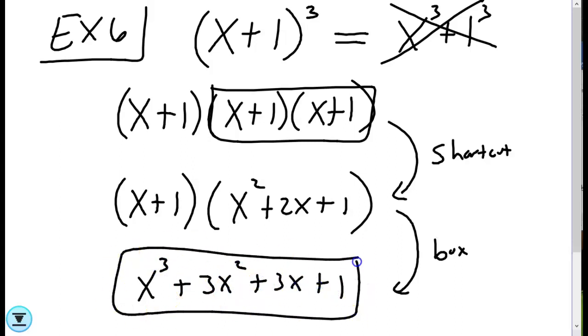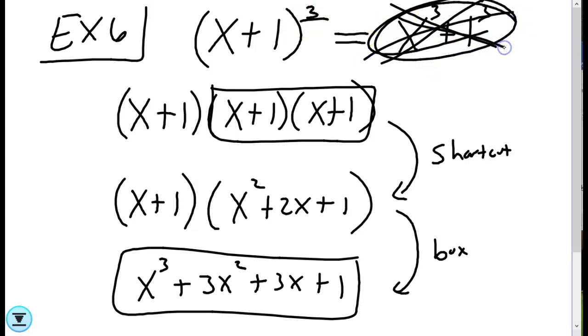But I just wanted to kind of go over that with you guys a little bit. So if you ever see a cube, remember, it's the same thing as with squares. You can't do that. That's a no-no. You have to write it out 3 times. And then after that, just apply your shortcut and do the box method.